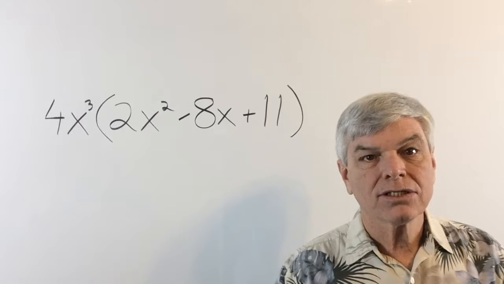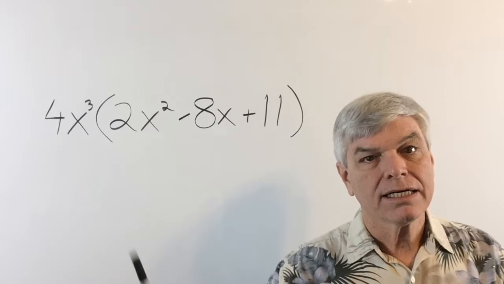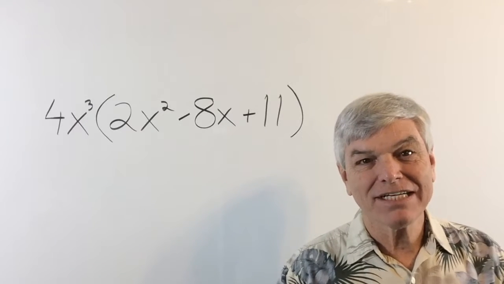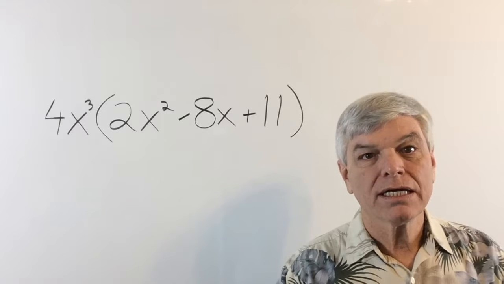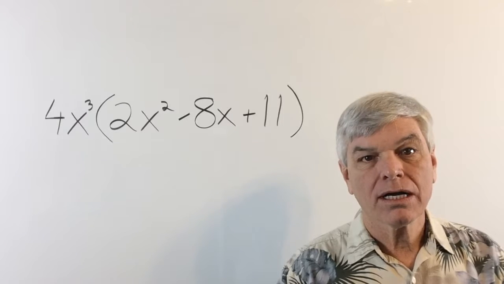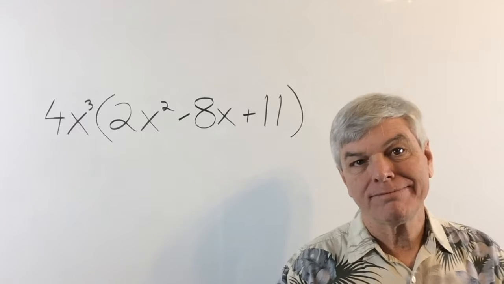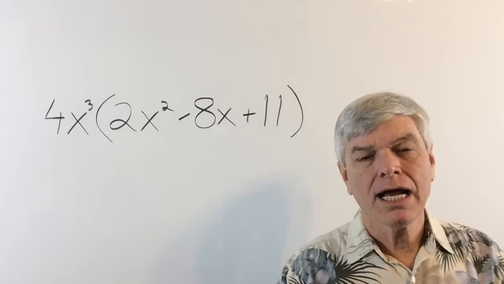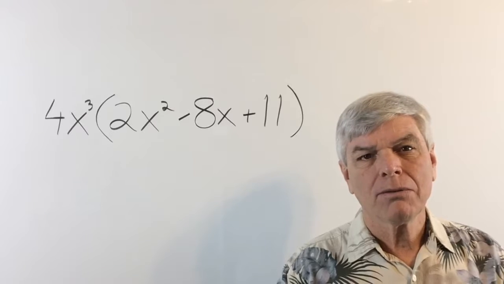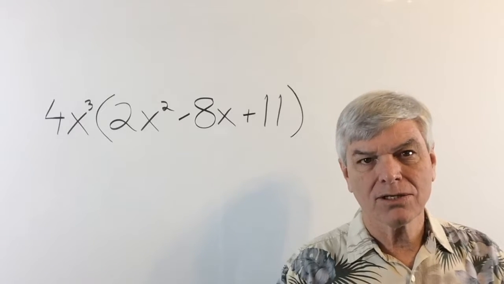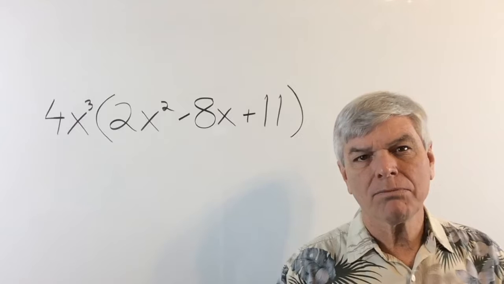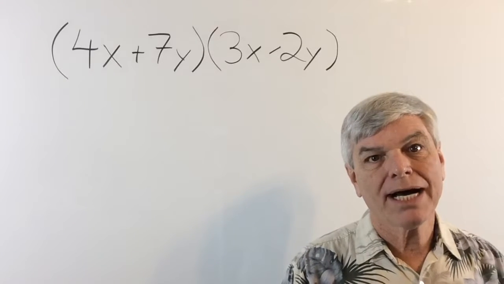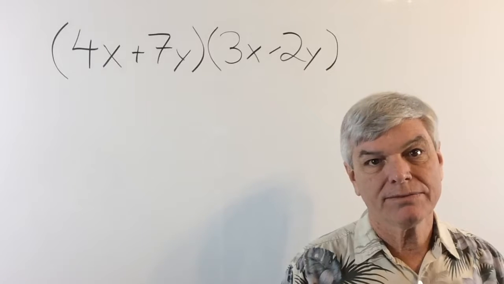And our last term is going to be 4x cubed times 11. And that's going to leave us with 44x cubed. And I think we've done similar things to that, so I'm not going to spend a lot of time on that. I want to get into polynomials times polynomials. And we're going to start with binomials. So we're going to multiply a binomial times a binomial.